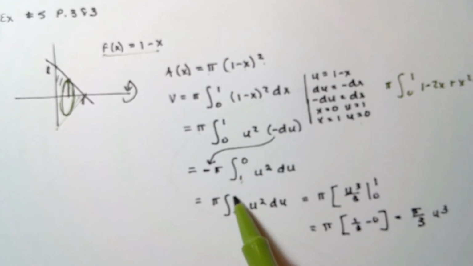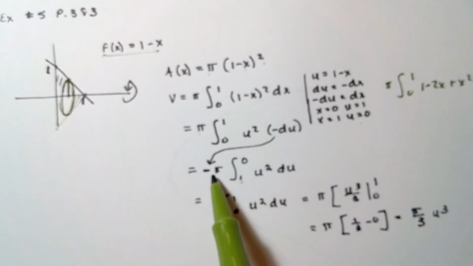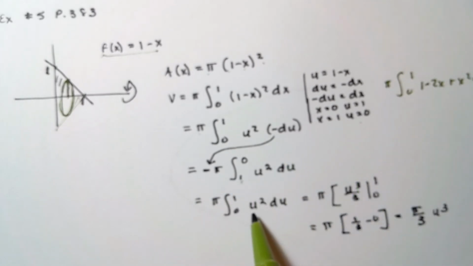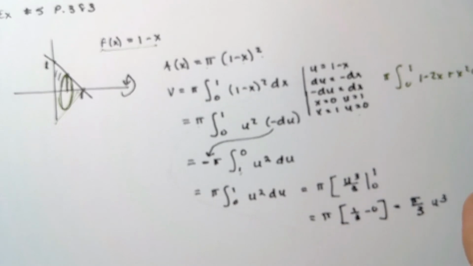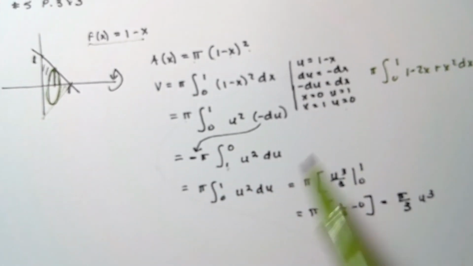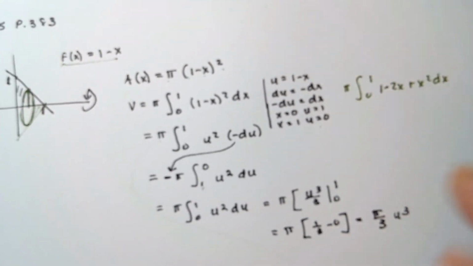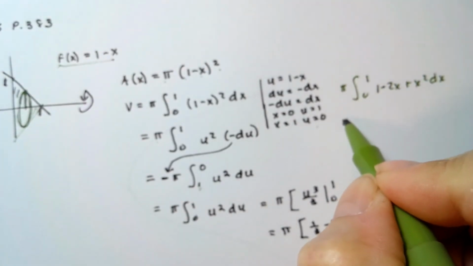And to do that, you flip it and you change the sign. So since this was already negative, a negative times a negative is going to make this a positive, and then I just flip it. Okay, and so now everything's in terms of u, so I don't have to back substitute. So I'm going to get u cubed over 3 from 0 to 1, and when I plug in I get pi over 3.